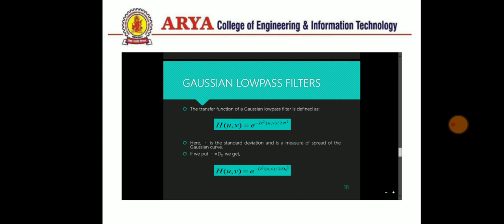the variance which gives the measure of how much a pixel value varies from the other neighborhood pixels of that particular image. So the amount of variance tells how two pixels vary from each other, where both pixels are taken from the same image. So this is the expression for the Gaussian low pass filter.